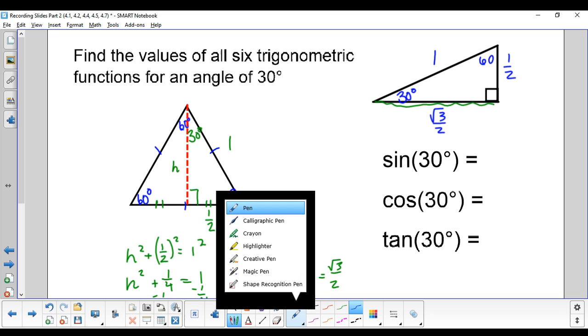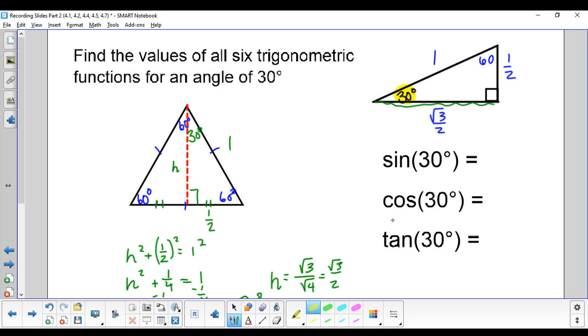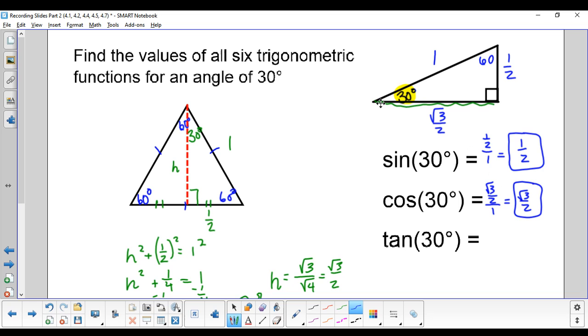From here, I'm going to evaluate sine of 30 degrees, cosine of 30 degrees, and tangent of 30 degrees. Well, sine of 30 degrees is opposite 1/2 divided by the hypotenuse of 1. 1/2 divided by 1 is 1/2. Again, confirming that when I take sine of an angle measurement, it gives me the height of the triangle. Cosine of 30 degrees is adjacent over hypotenuse. So in this case, we have the square root of 3 over 2 divided by 1, or the square root of 3 over 2. Again, this confirms that our cosine measurement of an angle is going to give us the horizontal distance.